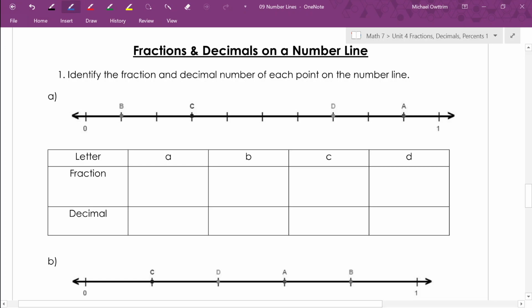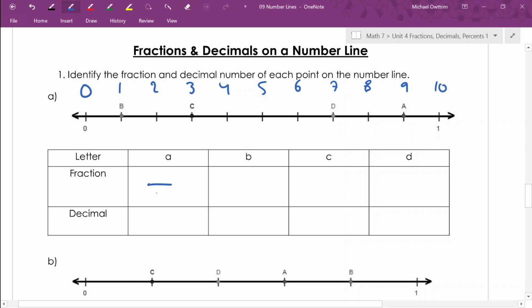Hello class, today we're taking a look at putting some fractions and decimals on number lines. So we want to remember that the first thing we need to look at on our number line is how many ticks are between two whole numbers. So if I look at part A here, we always start our ruler at 0, and then there's 1, 2, 3, 4, 5, 6, 7, 8, 9, 10 ticks up to the next whole number.